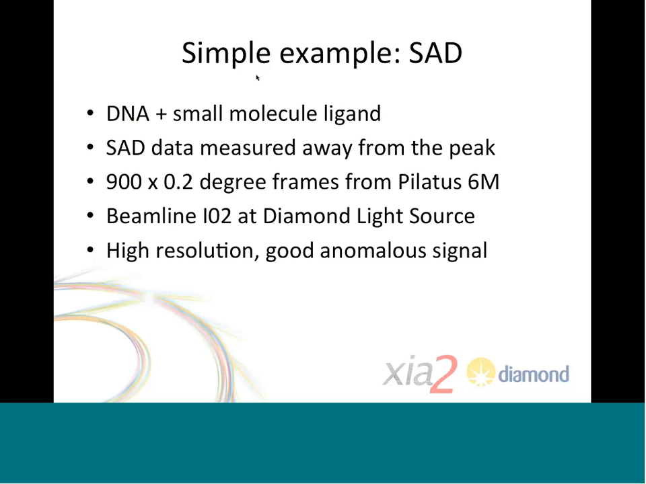Okay, so I thought I'd start with a simple SAD dataset example. So this is actually data taken from a DNA crystal with a small molecule ligand in it. It's SAD data measured away from the peak, 900 0.2 degree images from a Pilatus measured at Diamond here on beamline I02. And quite frankly, this is excellent data. You've got a good anomalous signal, high resolution, and it's just lovely.